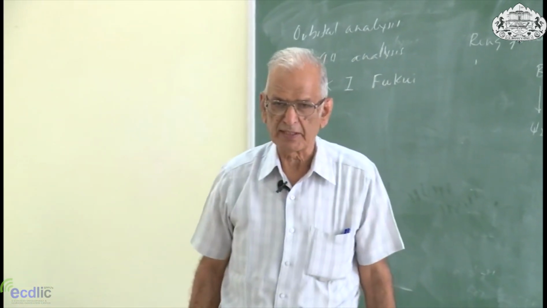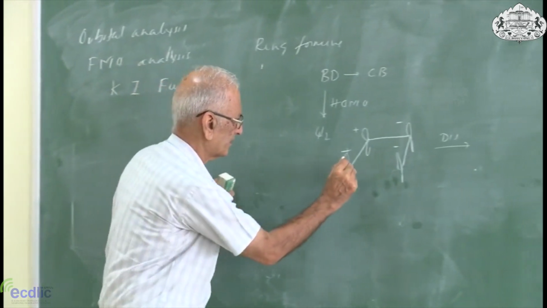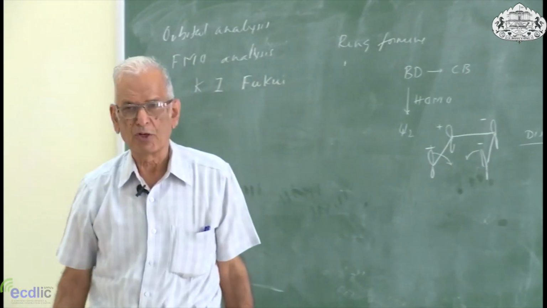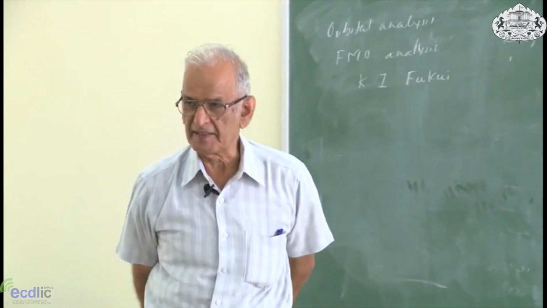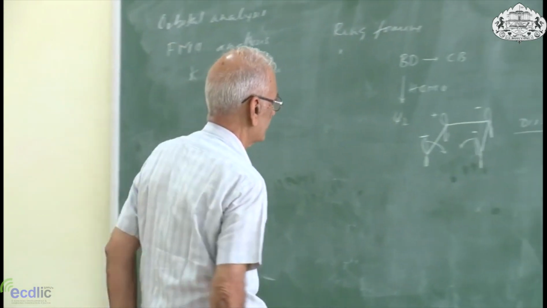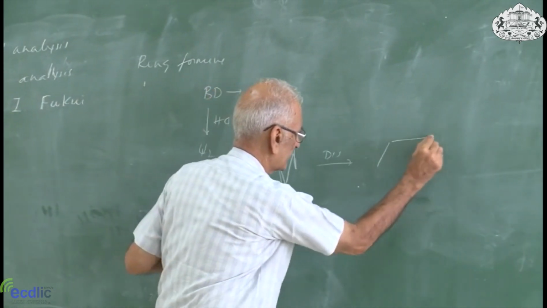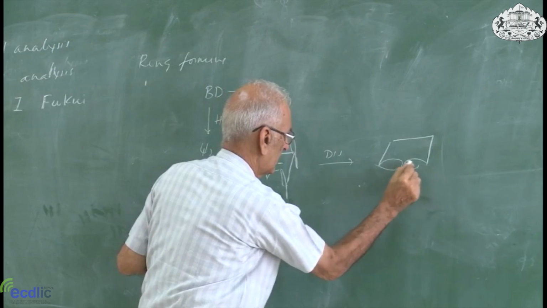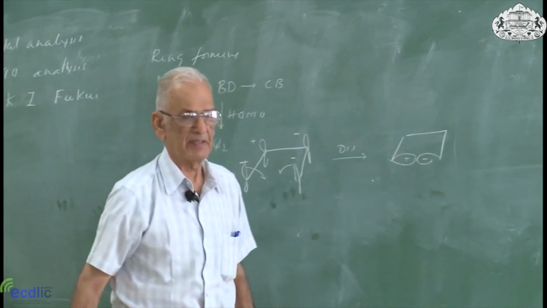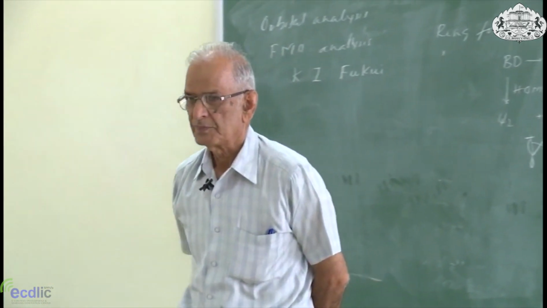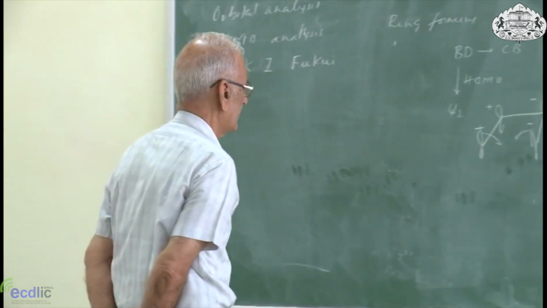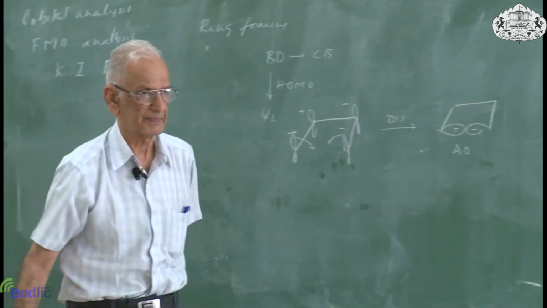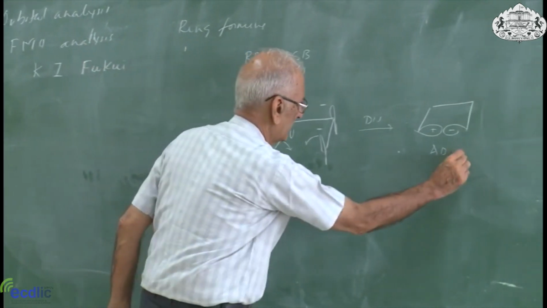Make the disrotatory process. Move the orbitals in opposite direction. What is the result? Plus will be here, minus will be here. So, disrotatory gives you anti-bonding. Therefore, disallowed.